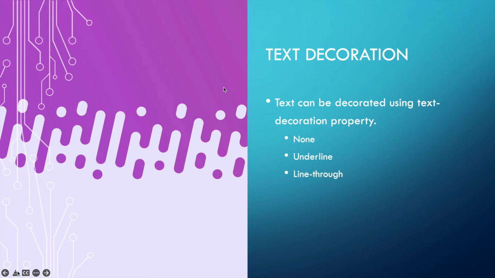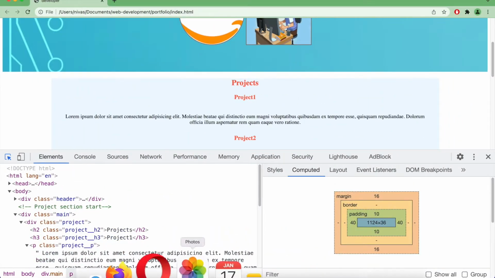Now let's understand text decoration. So what is text decoration? Text decoration can be something like applying underline or removing the underline from the text. And also we can use a line through. So let's go back to the code.